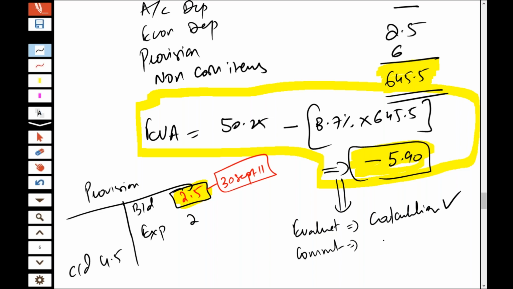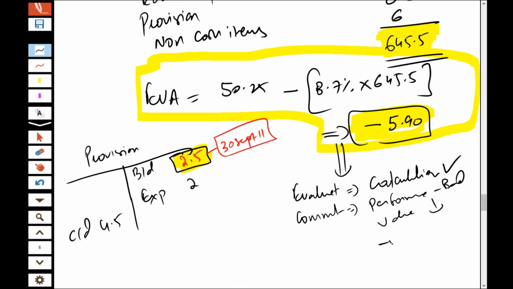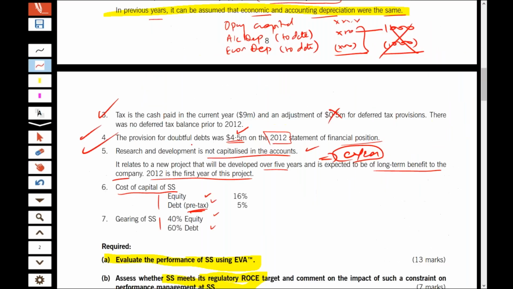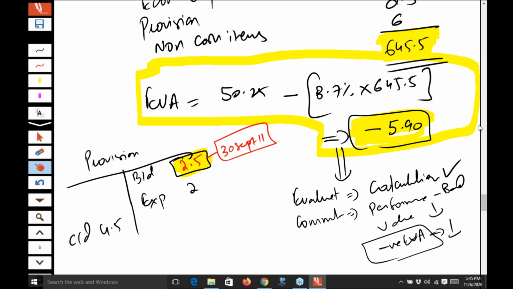Now, what exactly is going to be the comment? The comment is going to be that the performance has been bad, the value has declined, because a negative EVA would mean that the value has declined. Is that okay to everyone? Is everyone okay with the calculation? I hope you would have gotten some confidence after doing the calculation as of now.